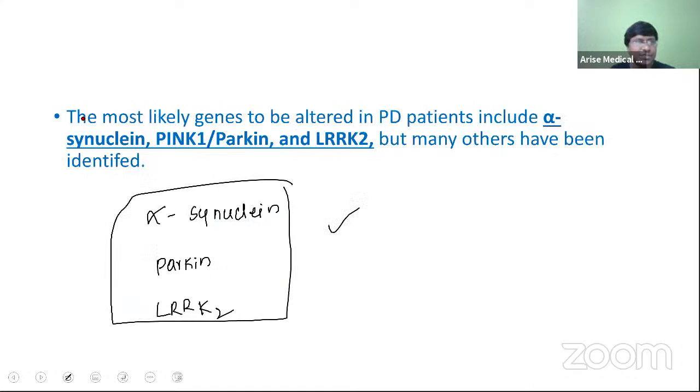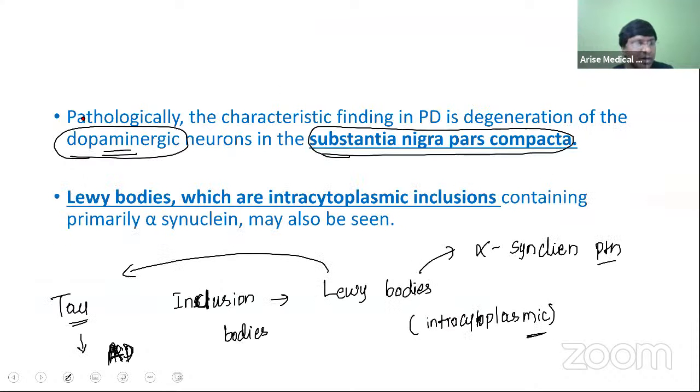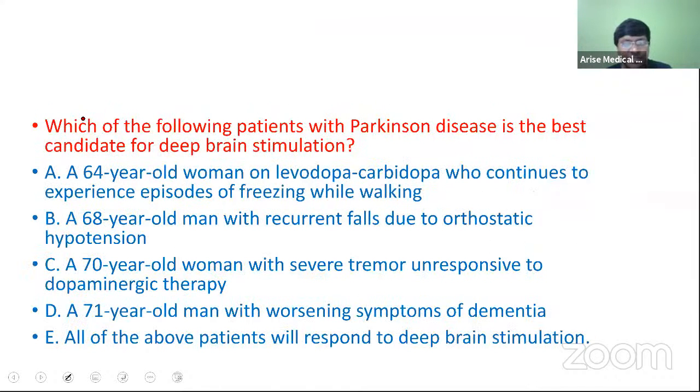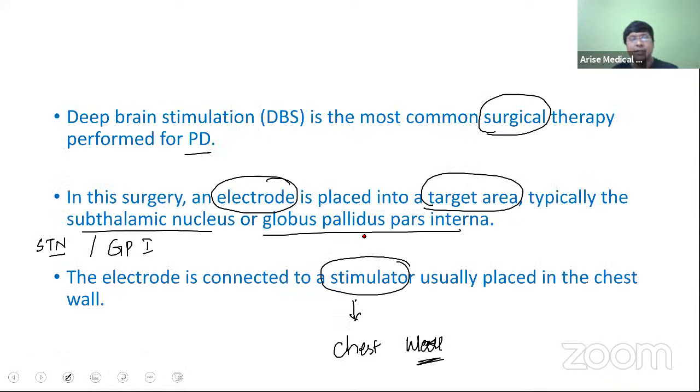Now the third question was on deep brain stimulation. The indication of deep brain stimulation is the presence of severe tremors and levodopa induced motor complications. We give deep brain stimulation. And where do we keep the electrodes? We keep the electrodes of the deep brain stimulation in the subthalamic nucleus or globus pallidus interna.